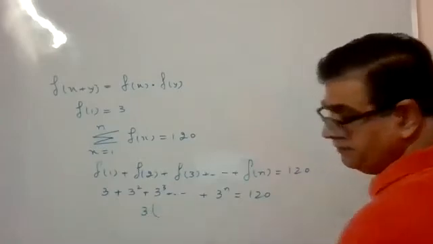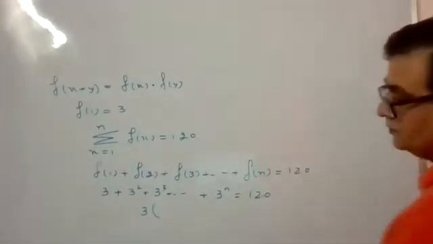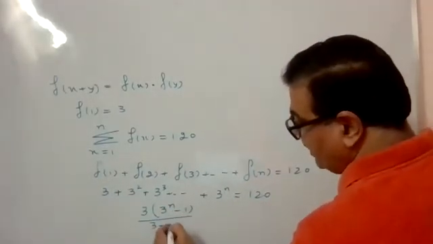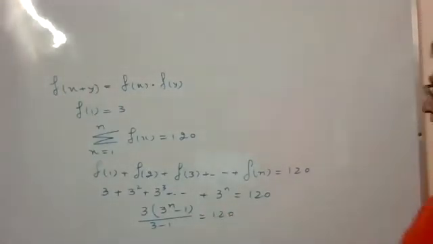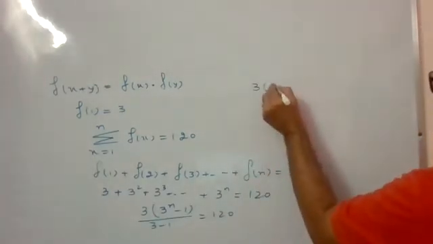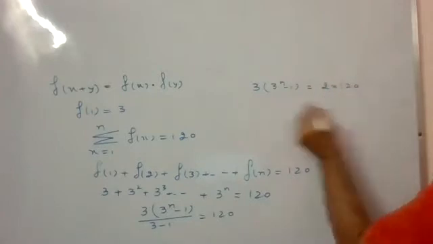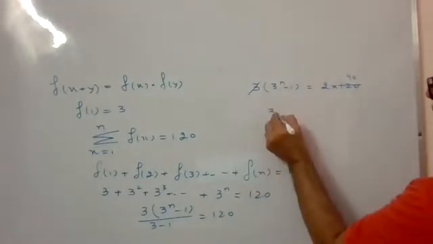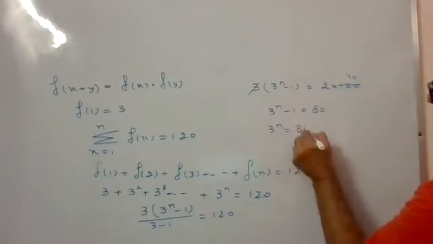a will be 3, so 3 times 3 power n minus 1 by 3 minus 1 is 120. This 3 minus 1 is 2 now, so I get 3 power n minus 1 is 2 into 120 by 3, which is 2 times 40, 80. So I got 3 power n minus 1 is 80. 3 power n is 81.